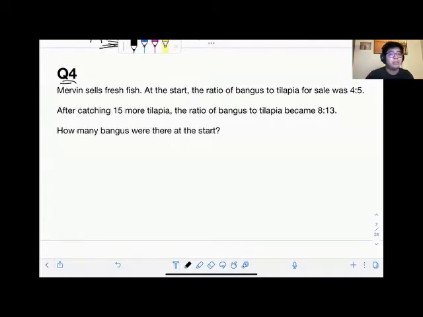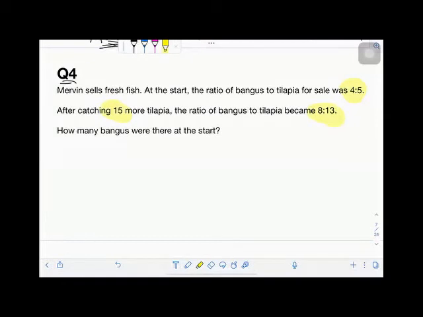Ratio pa rin po tayo. Question 4. So may bago po tayong tatawagin for this question. Basahin ko po muna. Mervin sells fresh fish. At the start, the ratio of bangus to tilapia for sale was 4:5. After catching 15 more tilapia, the ratio of bangus to tilapia became 8:13. How many bangus were there at the start? Any volunteer? Wag muna po tayong we will solve together. Kaya hintayin po natin na may mag-recite na, sabay-sabay po tayo. Para hindi po rin kayo malito.